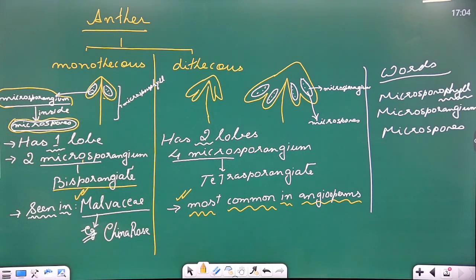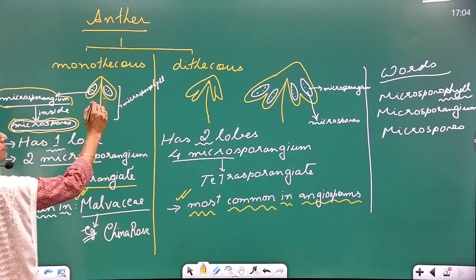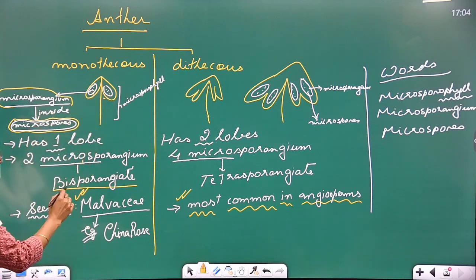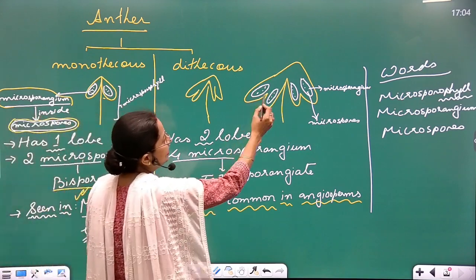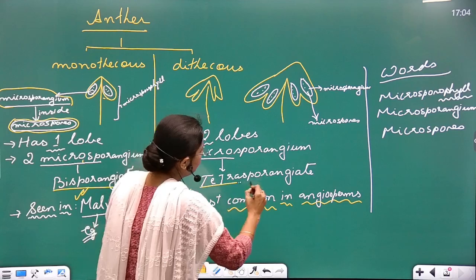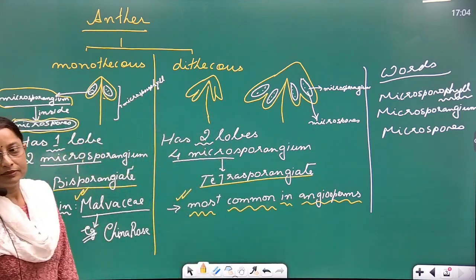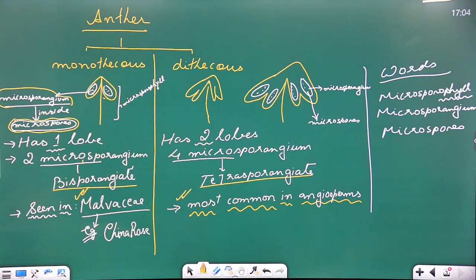Is the point clear? Right? Monothecous antherot microsporangium কেইটা থাকিব? Diagramতে দেখা পাইছো ন দুটা থাকিব. So দুটা থাকিলে আমি conditionটো কি বুলি কম? Bisporangiate. In this case কেইটা থাকিব? চাৰিটা. So the condition would be called as কি? Clear? So angiosperms or anther তুমি কেনেকৈ discuss কৰিবা?